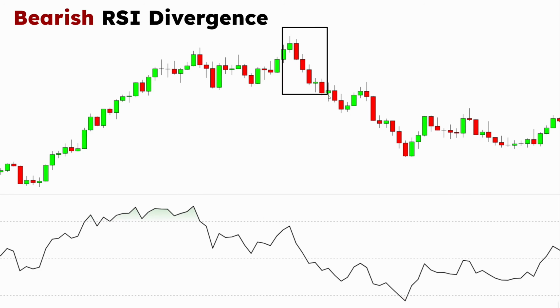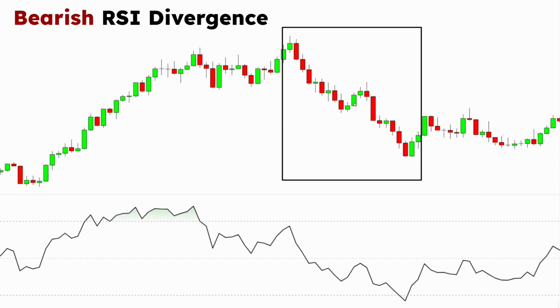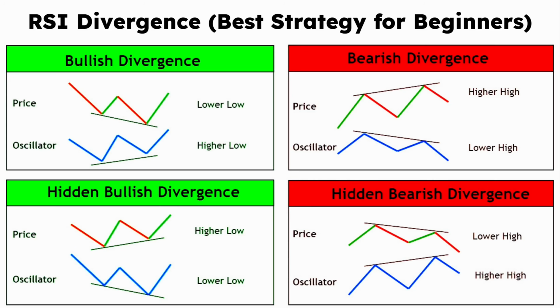And as you guys can see, after the divergence appeared, we saw a strong movement and a strong reversal down. Alright, so now we're ready to move on to the other divergence type. This is the hidden divergence. And let's start here by taking a look at the hidden bullish divergence.